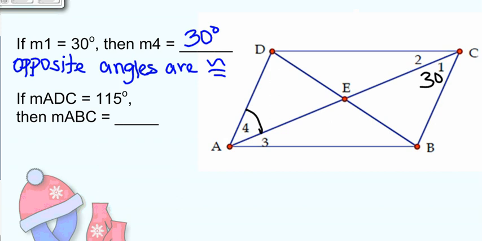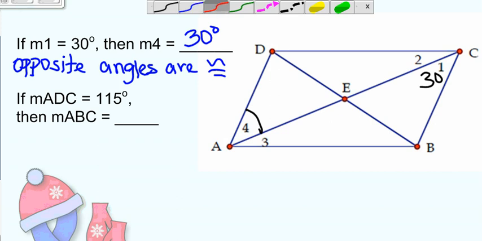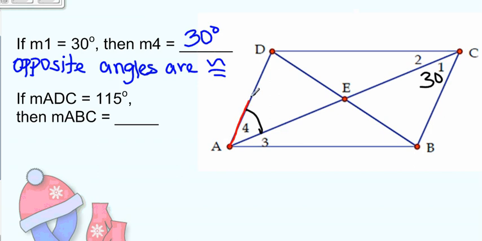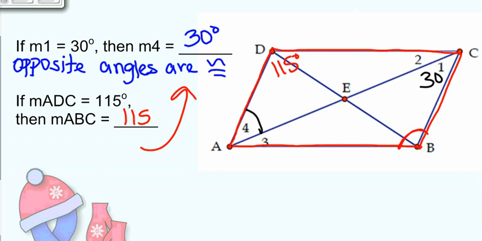For the next question, they have the measure of angle ADC. So I'm going to trace ADC. Here's ADC. Okay, is 115 degrees. Then they want to know what is the measure of angle ABC. So here's ABC is this angle here. So please see if you can figure out what that value will be. Okay, so this value here would have also been 115 degrees because, again, opposite angles are congruent.